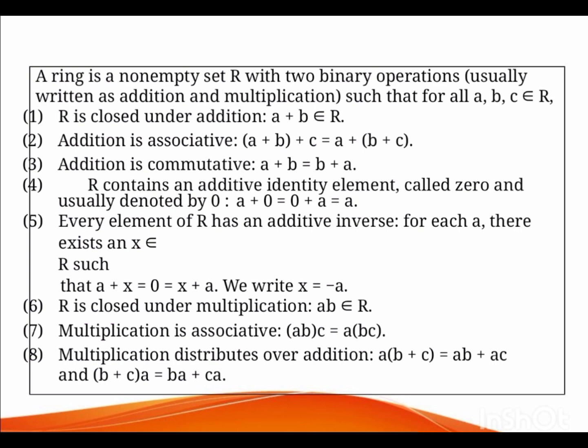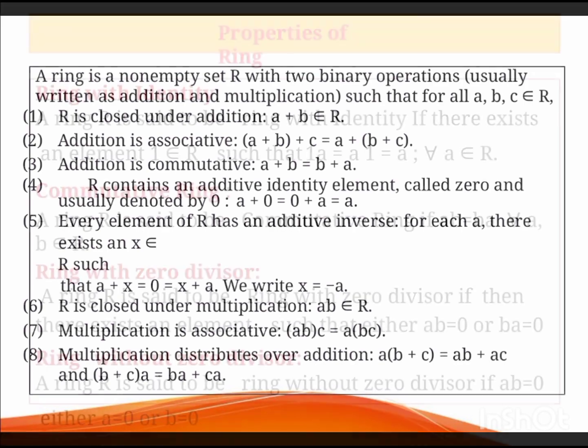And the third condition is that the distributive law holds. A·(B + C) = AB + AC, that is the left distributive law. And (B + C)·A = BA + CA, this is the right distributive law, for all A, B, C belonging to R. Whenever a non-empty set together with two binary operations plus and dot satisfies all these three conditions, the set (R, +, ·) is a ring.